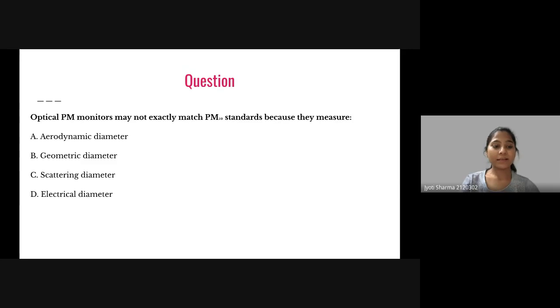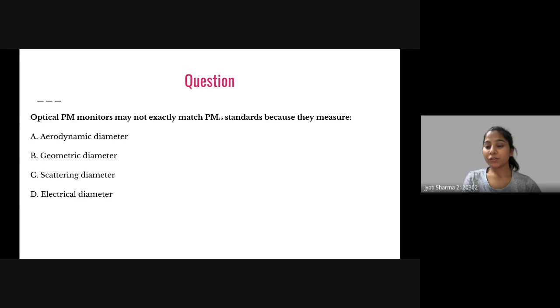Yeah, C answer is the right one. That is scattering diameter. And retention of particulate matter on impactor depends on particle velocity and geometry of the impactor, or momentum and geometry.